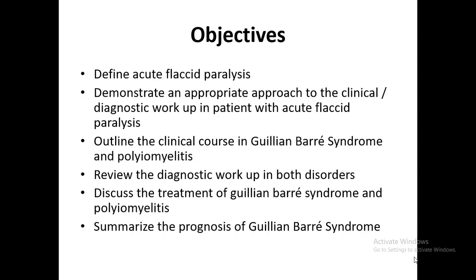examples, two common examples encountered in the pediatric neurology or pediatric field: Guillain-Barré syndrome and poliomyelitis. We will outline the clinical course, we will review the diagnostic workup, and discuss the treatment of both of them. And finally, we will summarize the prognosis of Guillain-Barré syndrome.